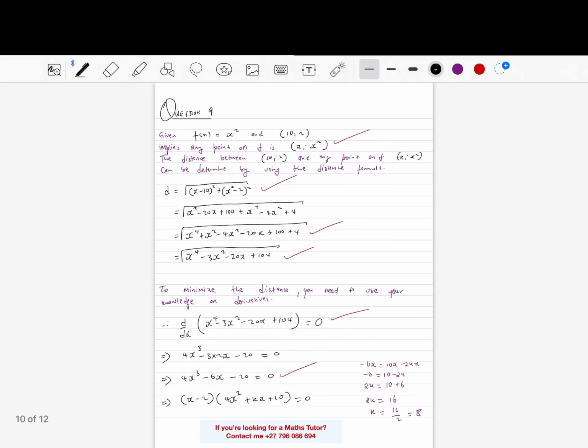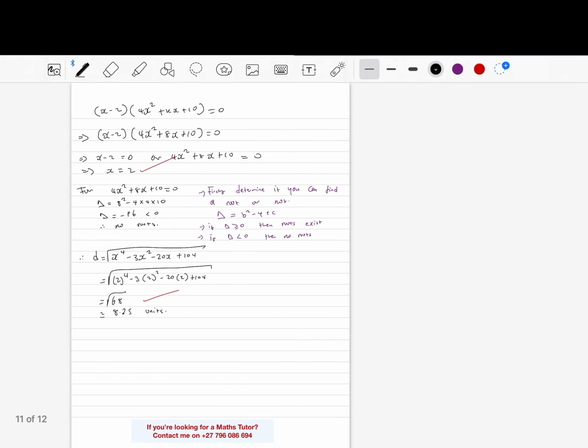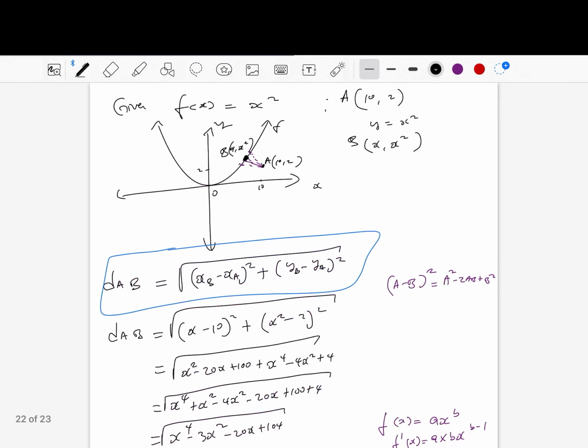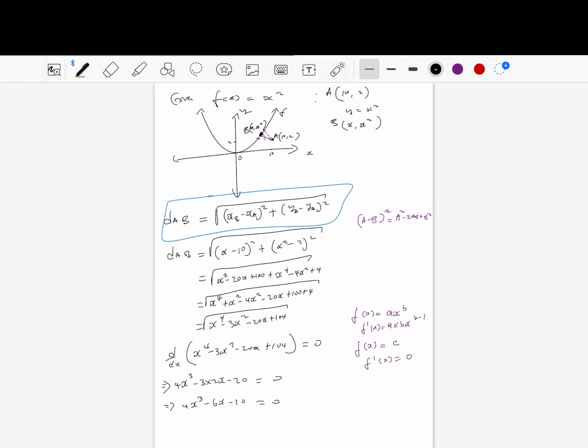Now let me give you the marks on this question. You get a mark for identifying this x and x squared. That's 1 mark. Then a mark for substitution into your distance formula, a mark for simplifying it, and a mark for getting to this answer. Then a mark for getting this right.